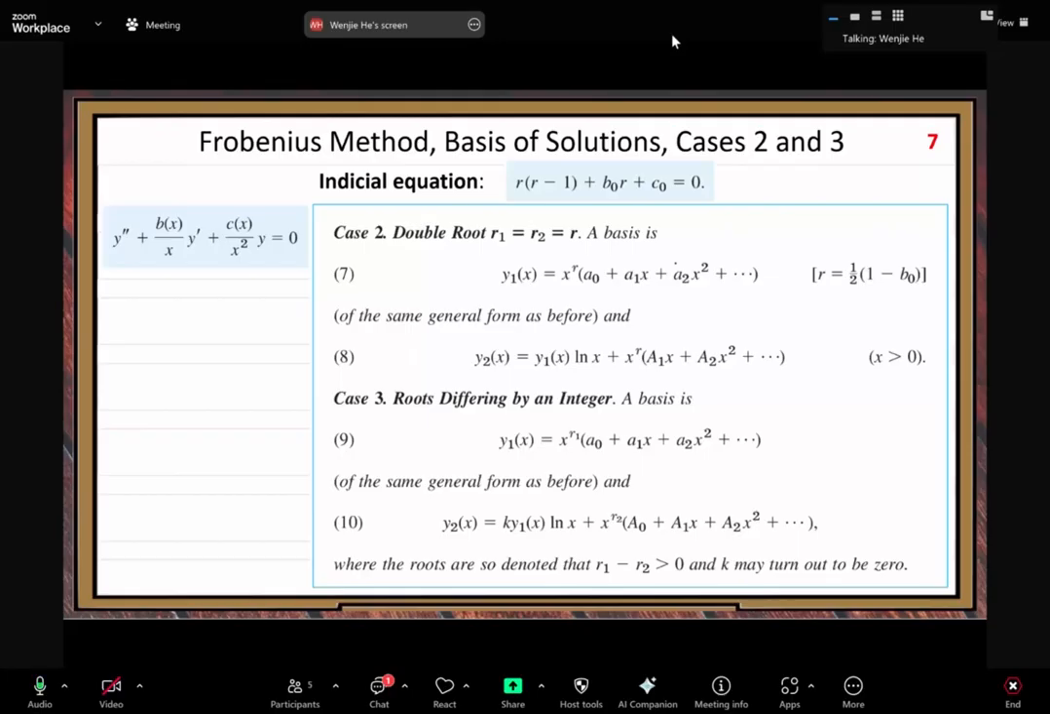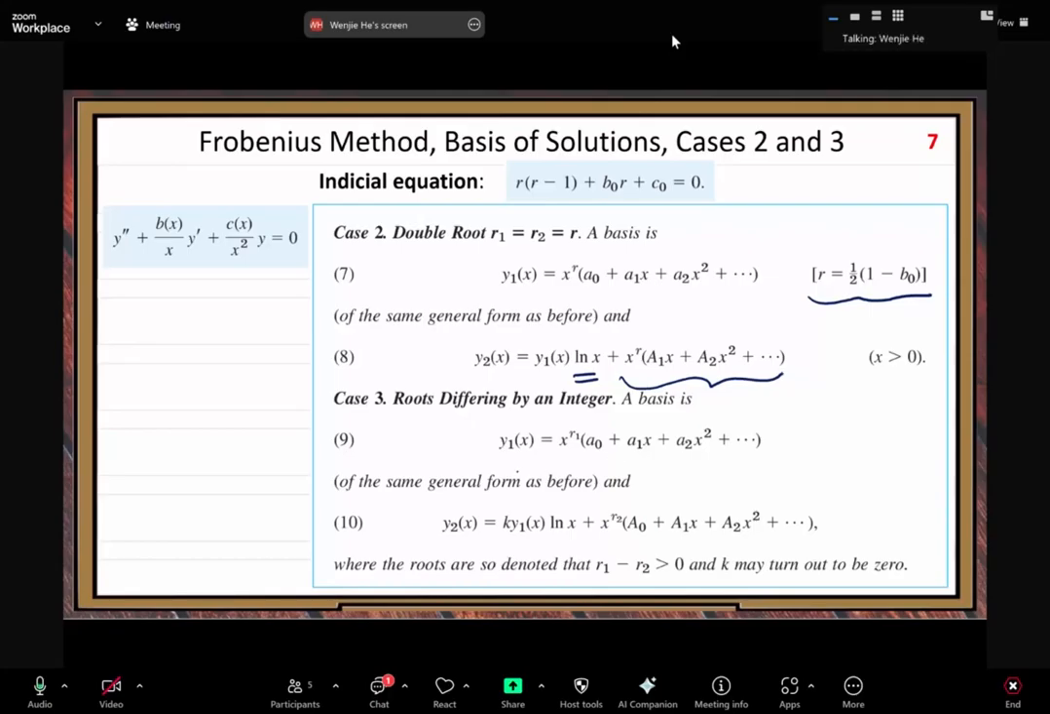Now, double root. Your Y1 still uses the root number R, but Y2 is Y1 times the natural log of X, plus another series. After that, you determine another set of coefficients. That's the double root case. Okay? Case 3, roots differing by an integer.